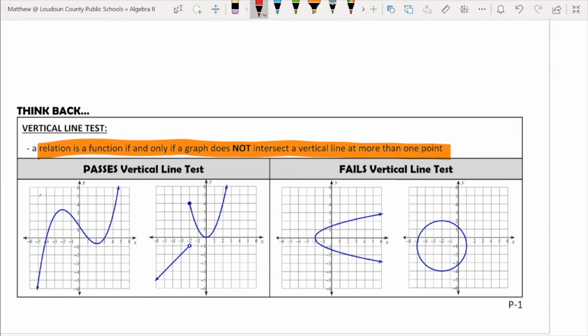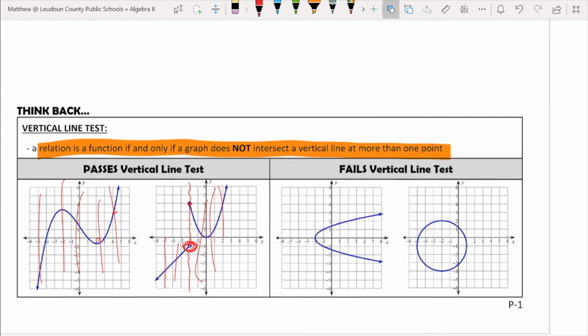So like here, boom, boom, boom. Anywhere I draw this, it's only going to intersect at 1 point. Here, here, here, and here. Same with this one. Boom, boom. Now here, I can go straight down. Sorry, it's curvy. It's hitting this point, but since it's an open dot, that means there's not a point there. So anywhere we draw a vertical line, nothing happens.